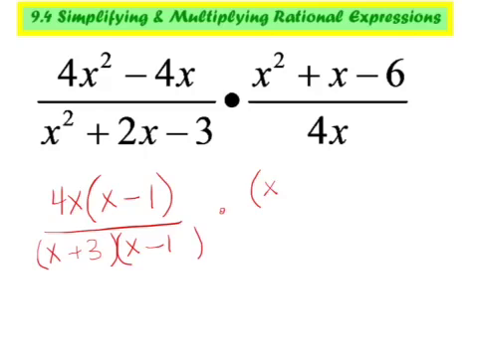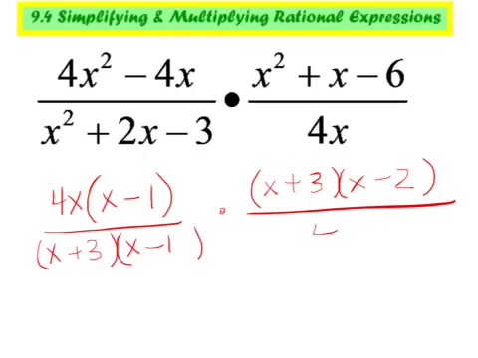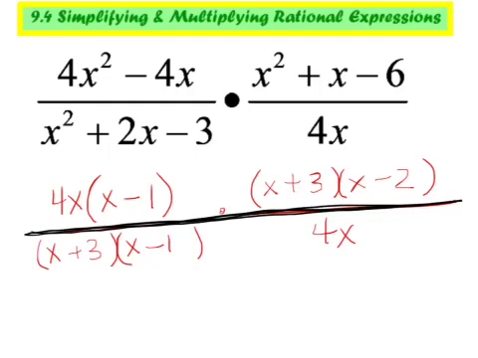This numerator is a trinomial, so I'll factor it as x plus 3, x minus 2. And then the denominator is just 4x. I'm going to leave it like that. Now I know when I multiply, I'm just going to go straight across, and what's going to happen is this is going to turn into one great big fraction.